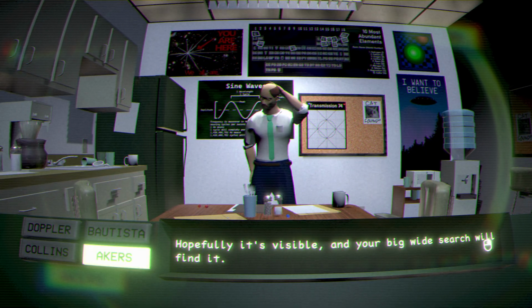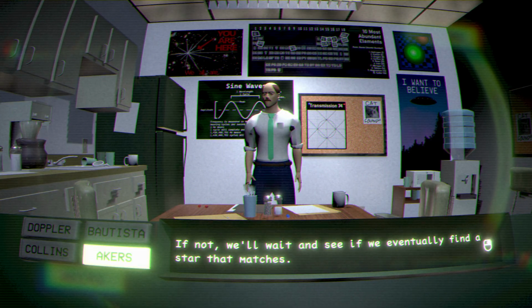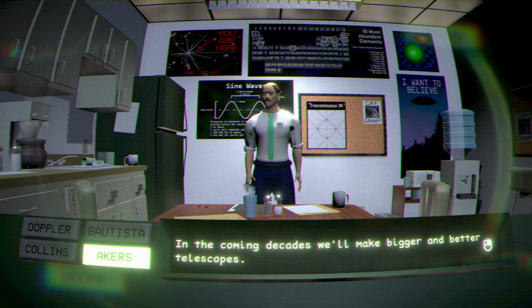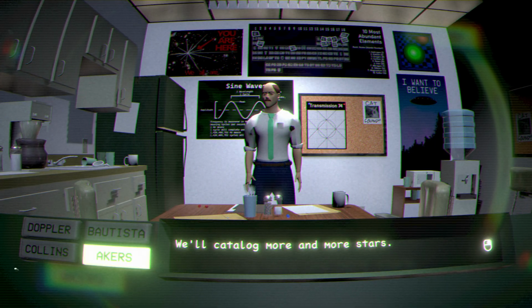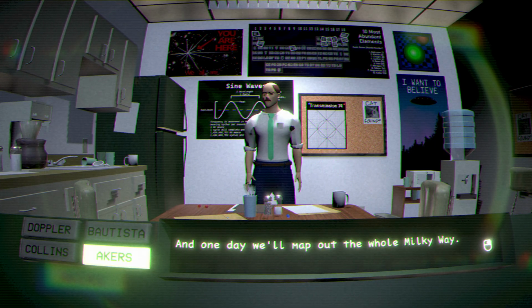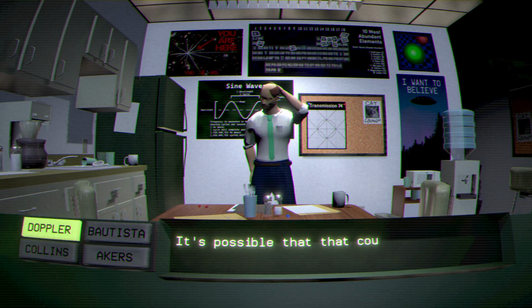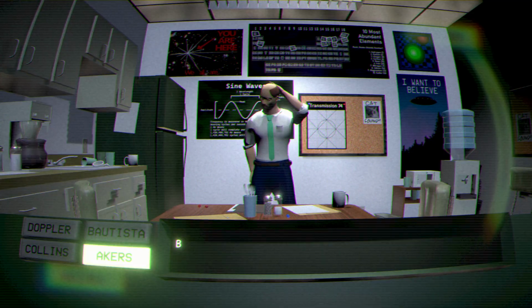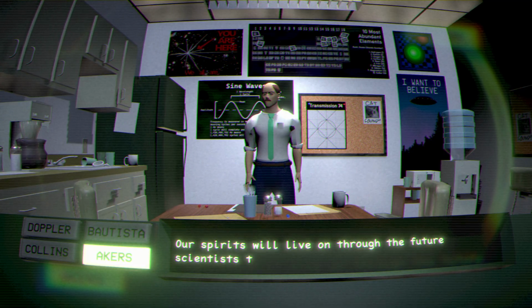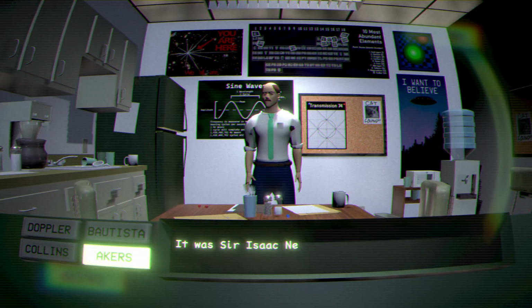Hopefully it's visible and your big wide search will find it. If not, we'll wait and see if we eventually find a star that matches. Coming decades will make bigger and better telescopes. We'll catalog more and more stars. One day we'll map out the whole Milky Way. Find their star. Also, that could take decades. I know, but you said it yourself, Dop. Our spirits will live on through the future scientists that find their home planet.